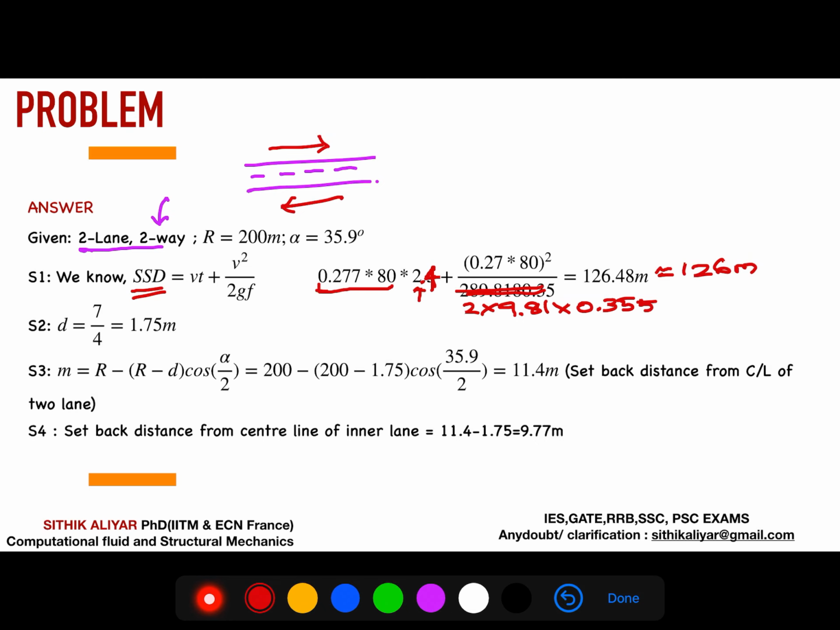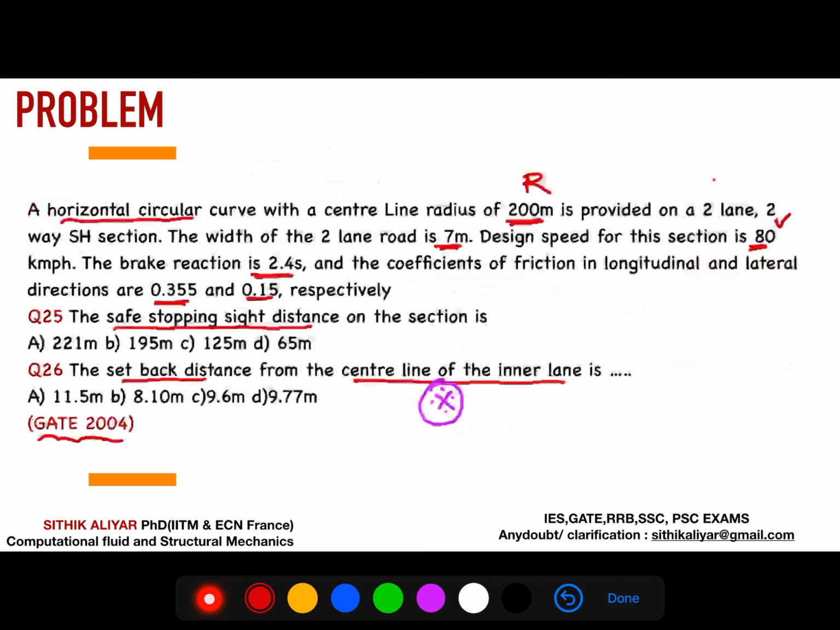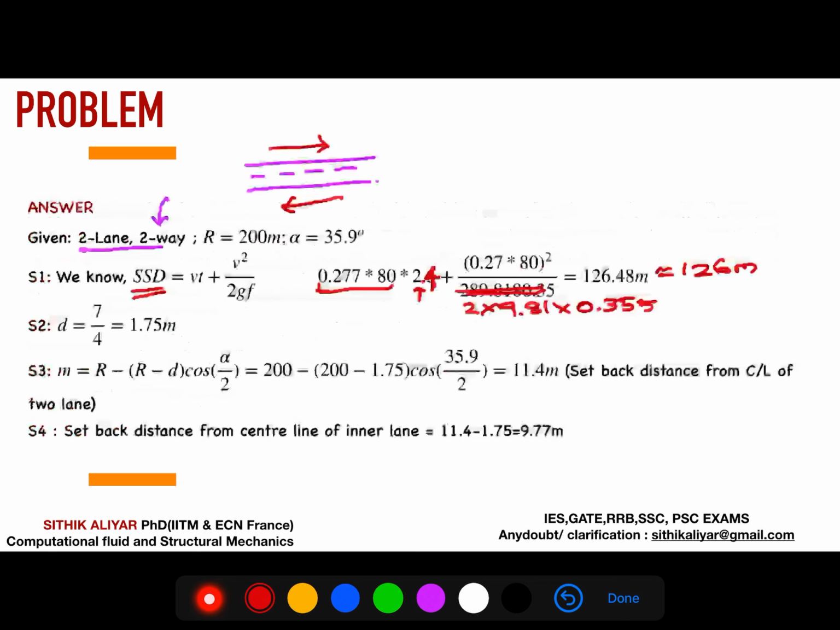So the first question is over. The second question they are asking is the setback distance from the center line of the inner lane. This is a multi-lane road, so first you should know the distance. Again I will draw it. So this is a 2-lane road.